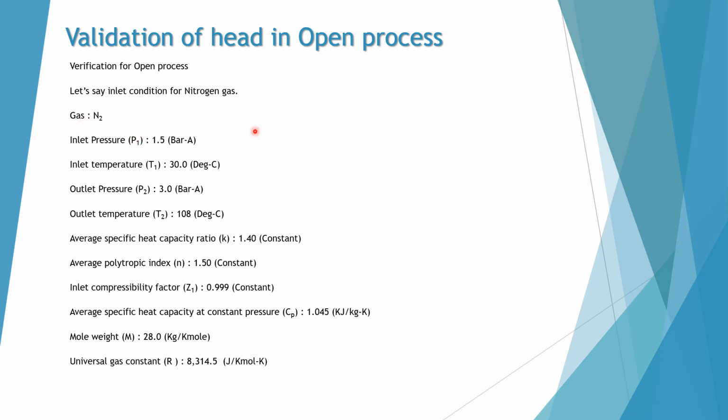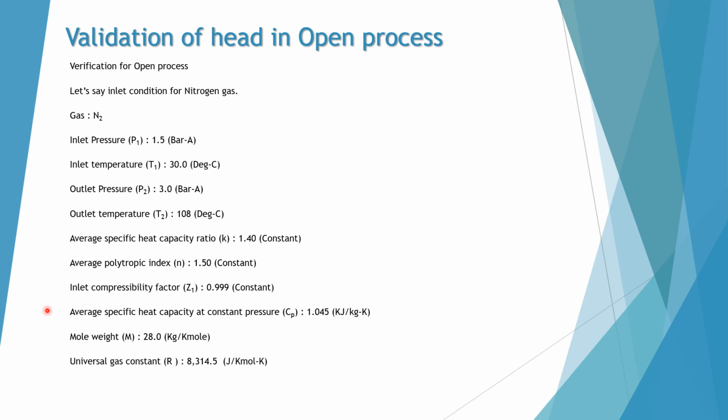Let's say the case of nitrogen. Gas is nitrogen. Inlet pressure is 1.5 bar absolute. Inlet temperature is 30 degrees Celsius. Outlet pressure is 3 bar absolute. Outlet temperature is 108 degrees Celsius. Average specific heat capacity ratio K is 1.4 constant. Average polytropic index N is 1.5 constant.